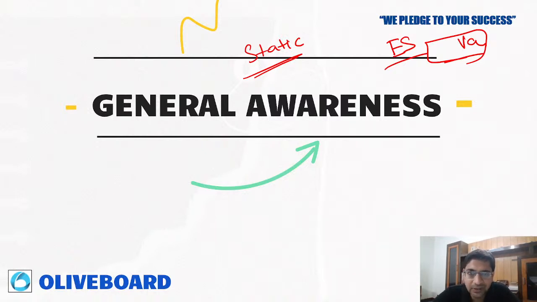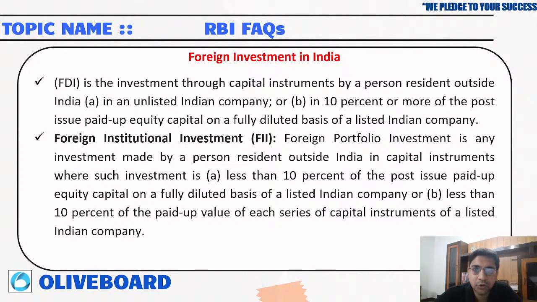So let's start with our general awareness. Most of the things we will not call general awareness. It is just a static portion today. So we'll start with foreign investment in India. What is the meaning of foreign investment? In that, we have two types: FDI and FFIs.